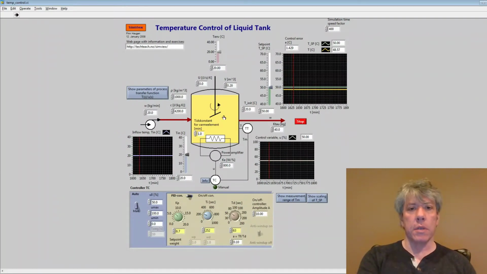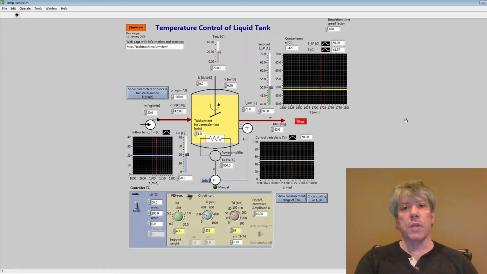System that consists of a continuous stirred tank reactor right in the center of the screen. There's reactants, I suppose, flowing in from the left and products flowing out to the right. Now, I don't know if there's a chemical reaction. The purpose of this tank is really just to control the temperature of the liquid so that the outflow on the right has the appropriate temperature.